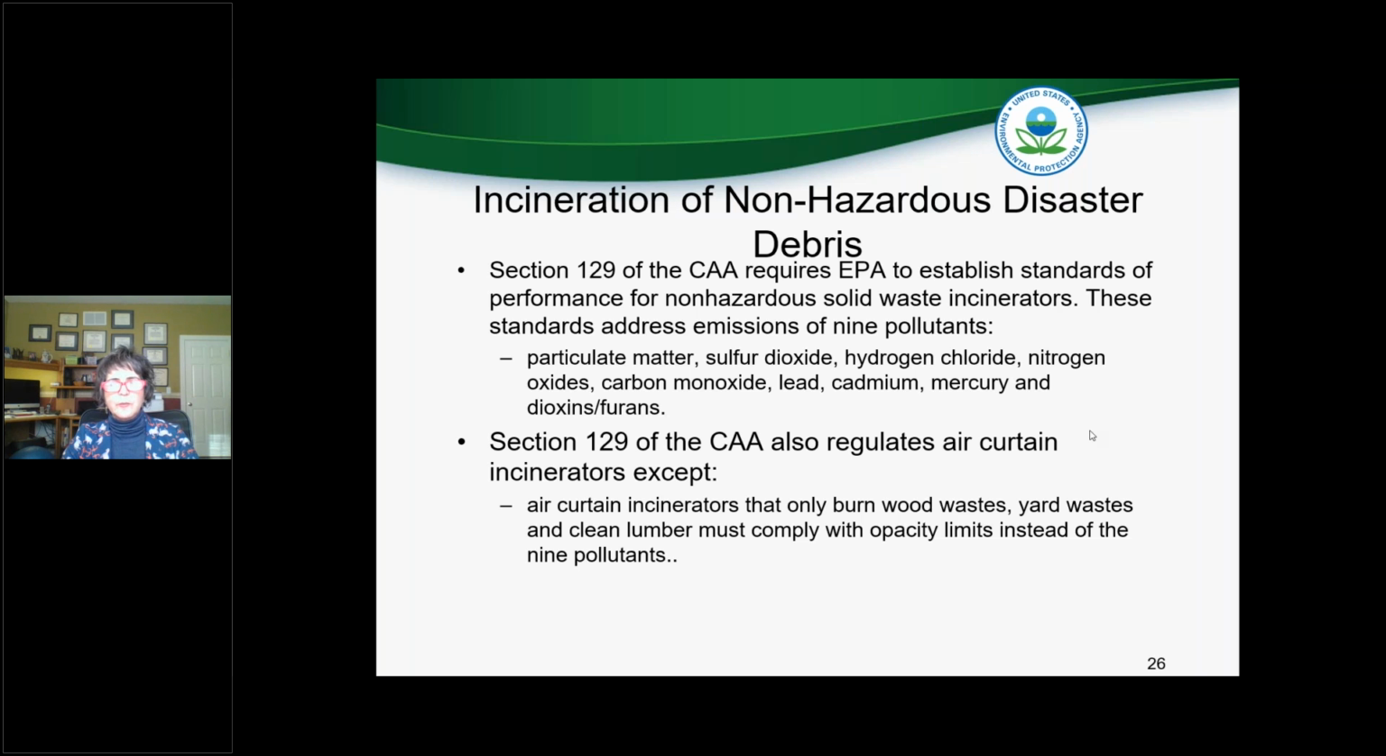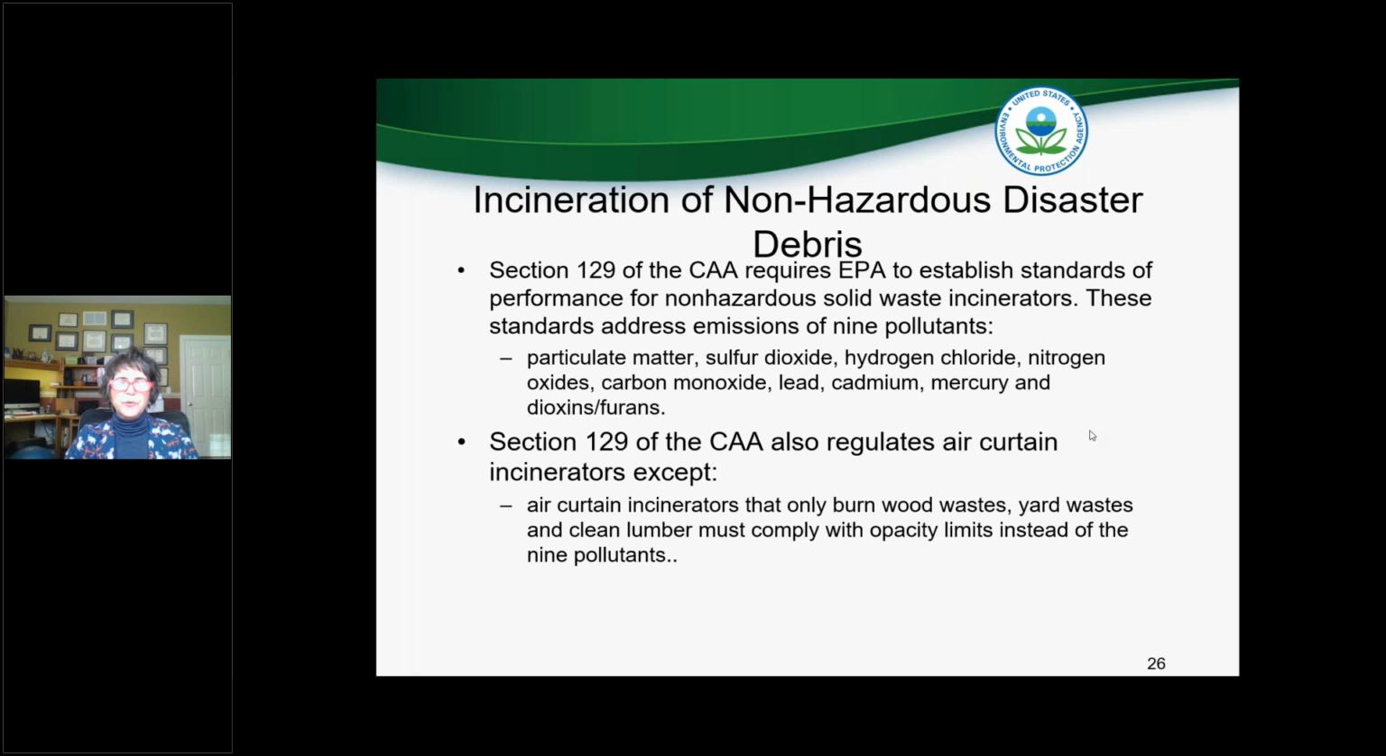And for convenience, and because these are standards of performance, when we promulgate these regulations, when we make them go through the notice and comment rulemaking, publish them in the Federal Register, they ultimately are codified in the Code of Federal Regulations, and we place those in Part 60. So they reside along there with other standards of performance, most typically new sources, but some existing source standards as well. So Section 129 tells us that we're to establish specific emission standards for 9 pollutants. Those are particulate matter, SOx, HCl, NOx, carbon monoxide, lead, cadmium, mercury, and dioxin.